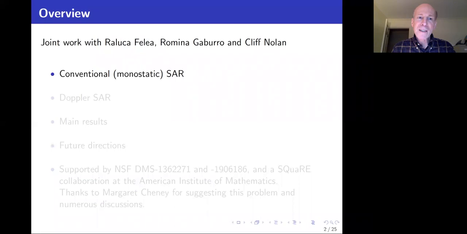I want to begin by briefly discussing conventional or monostatic SAR, which I think a number of people in the audience know about, but I'll do it for the sake of completeness. Then I will discuss the version of SAR that we call Doppler SAR. This is actually only one version of Doppler SAR, so I'll give the background on that. Then I will discuss the setup for the kind of imaging we want to do, and discuss the main results.